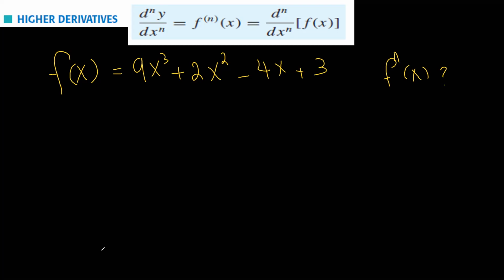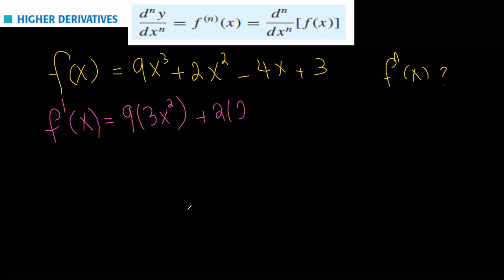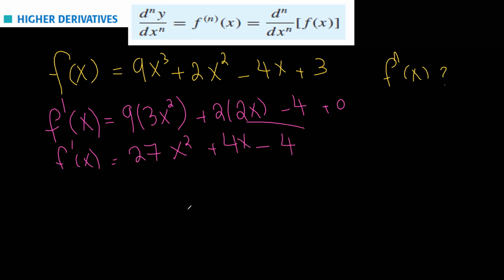So let's find now the first prime. As we say, 9 times 3x squared plus 2 times 2x minus 4 plus 0. Okay, so f prime of x is 27x squared plus 4x minus 4. This is f prime of x.